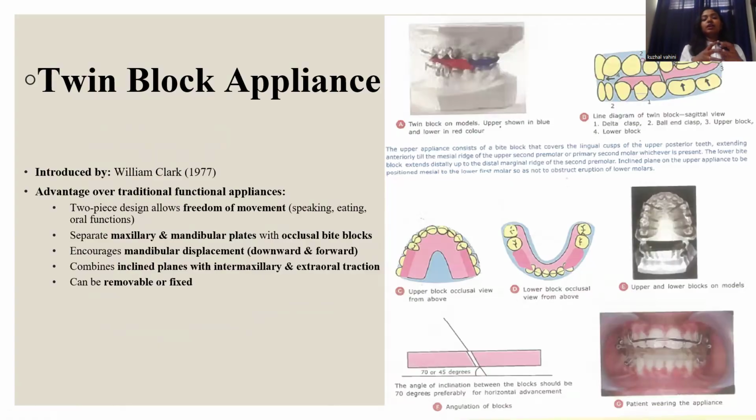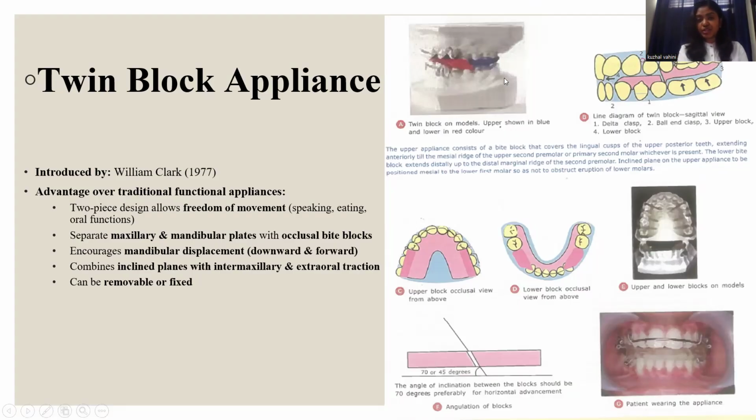So this one, again, is a very comfortable appliance because it is a two acrylic block appliance, and it allows other movements of the oral cavity, that is, speaking freedom. There's freedom of movement as such. So there's speaking, eating, and oral functions. Everything could be done very easily because of its two-piece appliance.